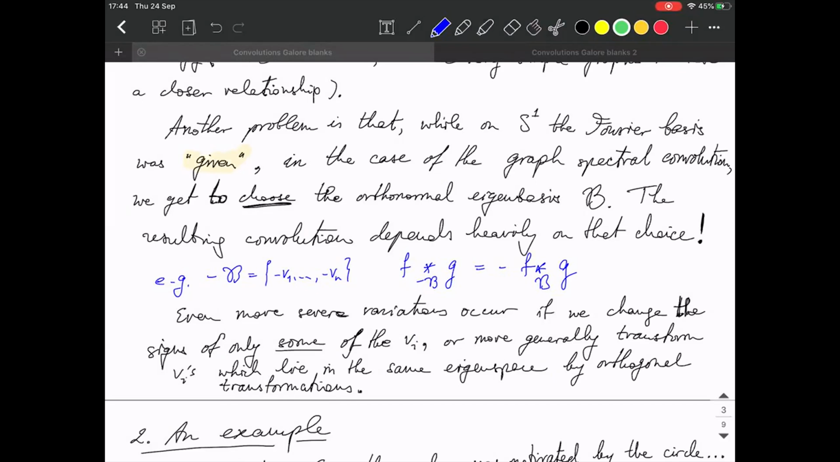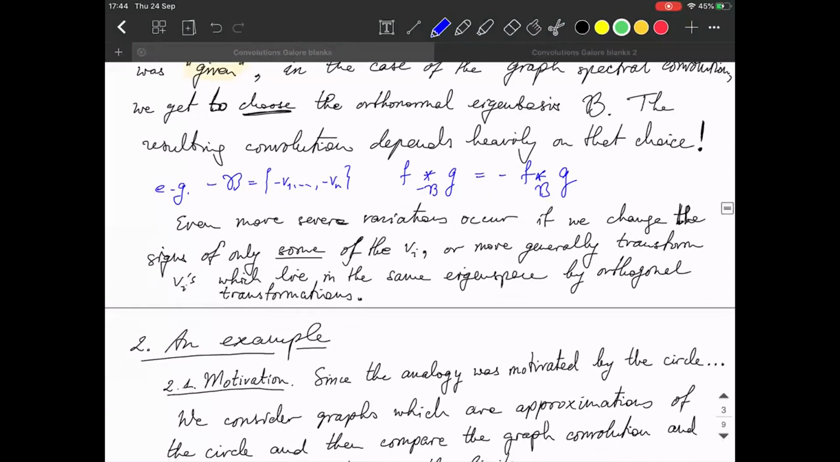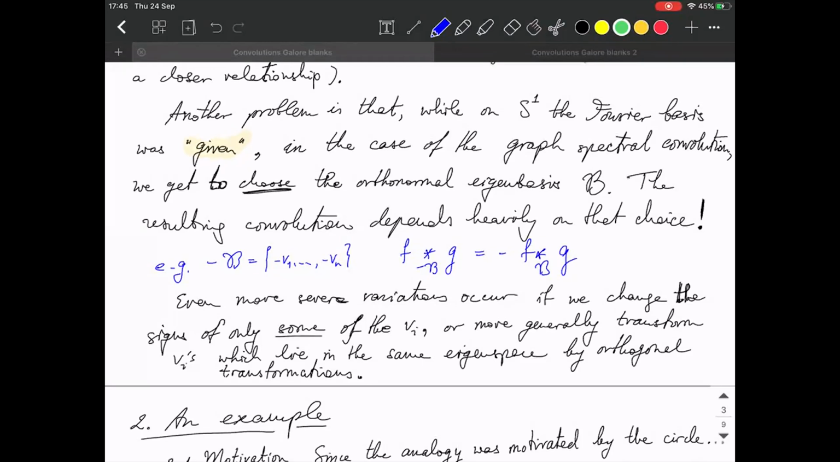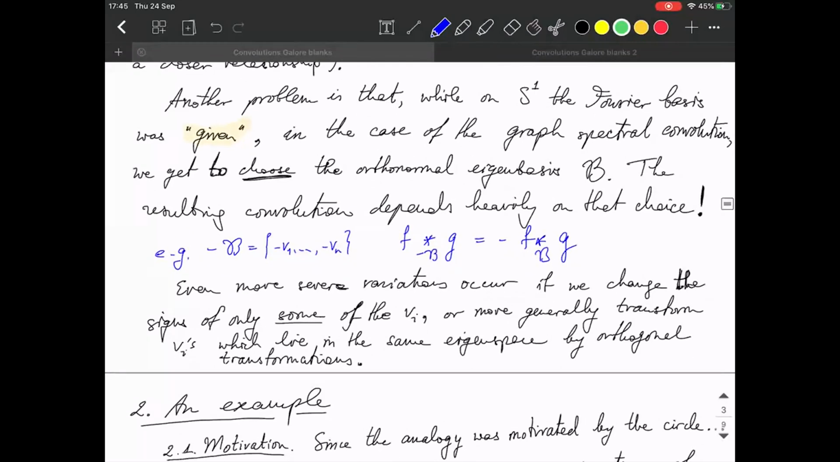So hopefully by the end of this tutorial, we'll be able to show you an example of this. So we have this dependence on the basis. There is some kind of importance for the Fourier basis on the circle. And on a general graph, there's no shift operation, so there is no ground truth convolution that we can compare the spectral convolution to.